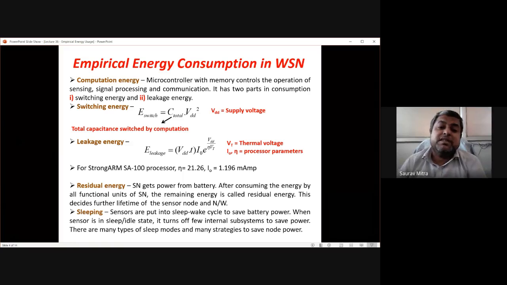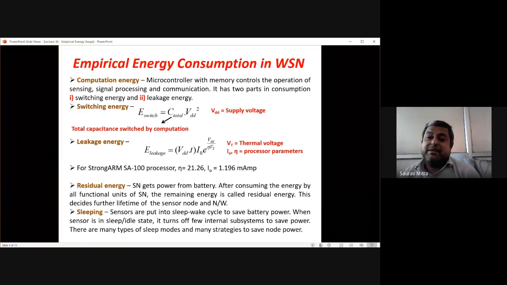Switching energy is one energy related to the processor. Leakage energy is another energy related to the processor. And then there come two things. One is called residual energy, the other is called sleeping. The more the residual energy, the more the chance that the node will be considered again for routing in the next step. Less residual energy means that node will not be picked for routing or data transmission in the next step.